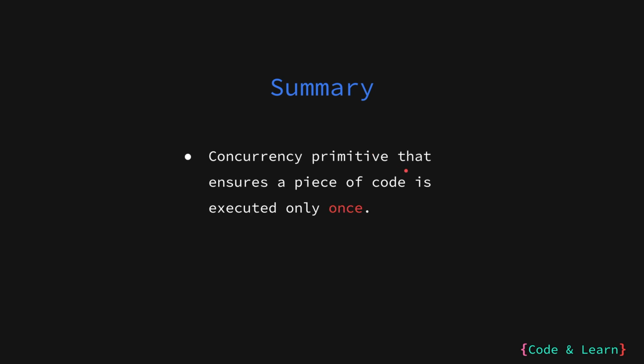Now let's summarize everything we have learned in this lesson. We learned that sync.Once is a synchronization primitive that ensures a function is executed once and only once. Please note that a single instance of sync.Once will execute the function passed to the Do method only once. It does not matter how many different functions you pass.